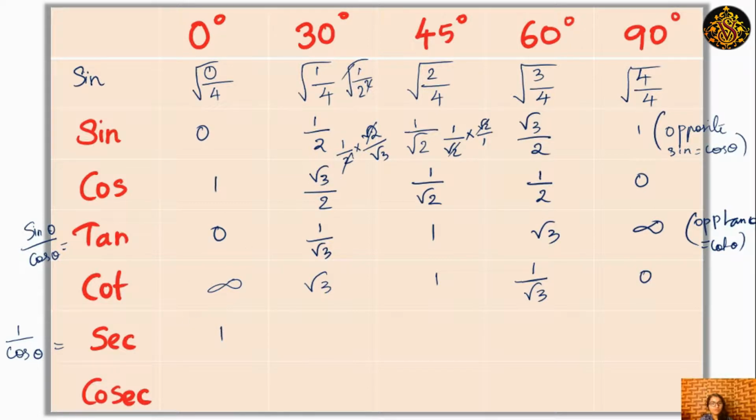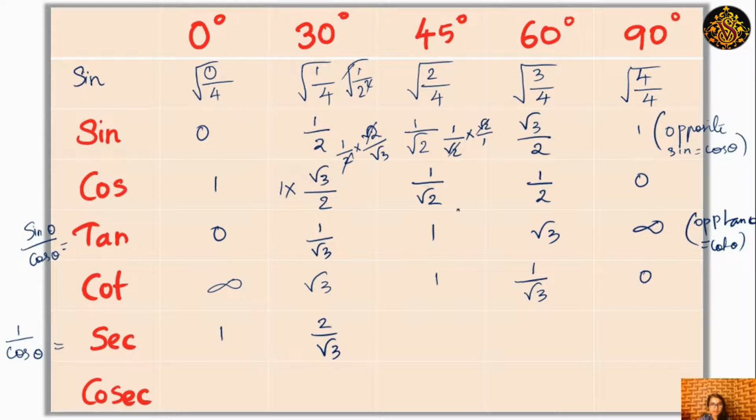1 by root 3 by 2. So it's reciprocal, right? It will be 2 by root 3. Clear? For secant theta, it's 1 by cos theta, in the sense 1 into root 3 by 2. So it will be like upside down, 2 by root 3. It's reciprocal.